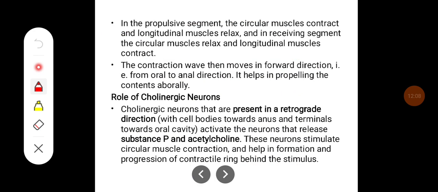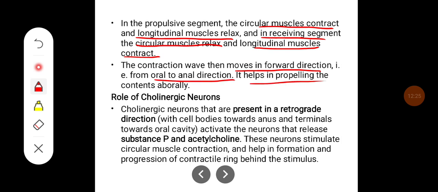In the propulsive segment, the circular muscles contract and longitudinal muscles relax. In the receiving segment, the circular muscles relax and longitudinal muscles contract. The contraction wave then moves in a forward direction, that is from oral to anal direction. This helps in propelling the contents aborally.